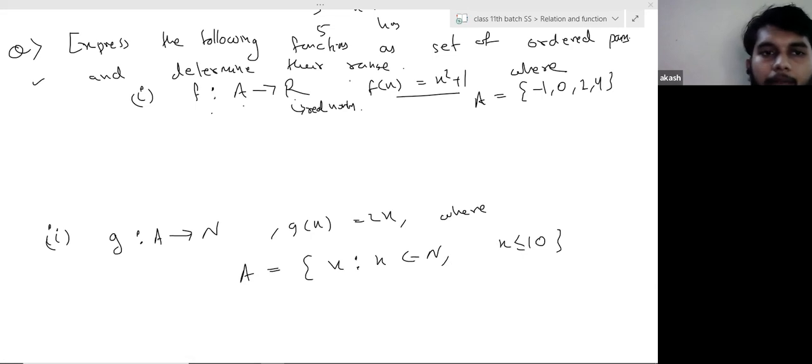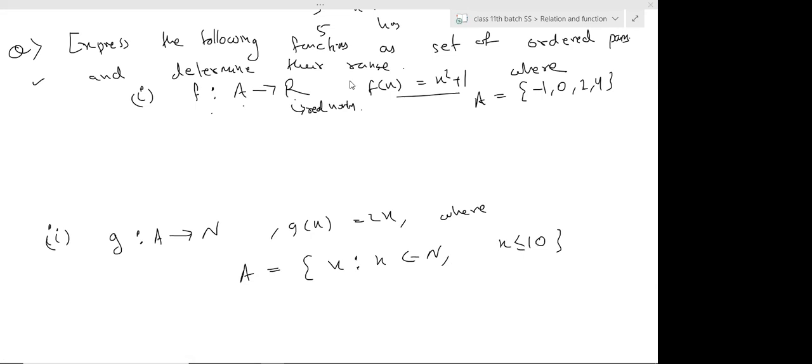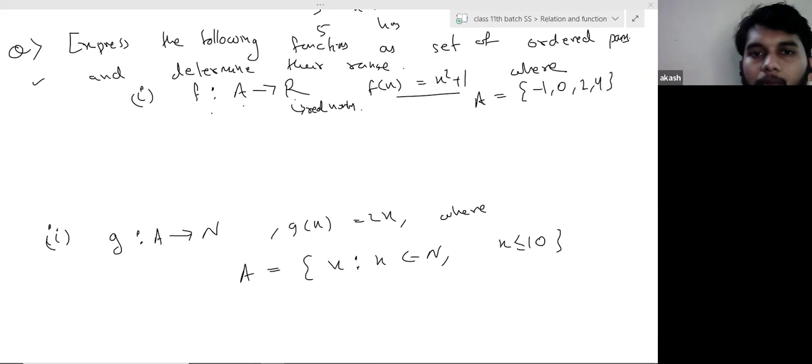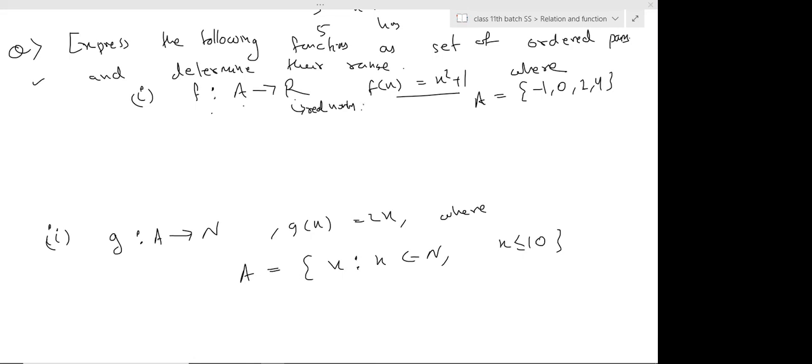Arnav, have you solved this first one? Yes, sir. All right. No need for me to solve this, or shall I solve this? No, sir, it's okay. Okay. Solve this next one.